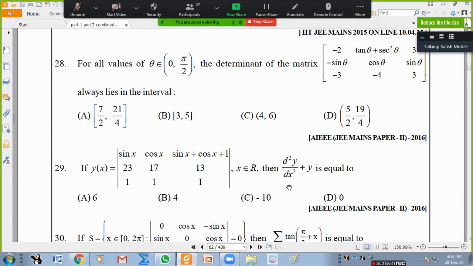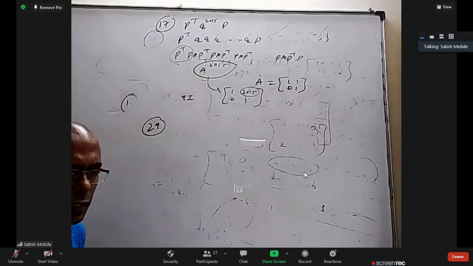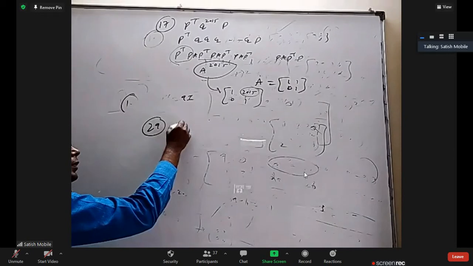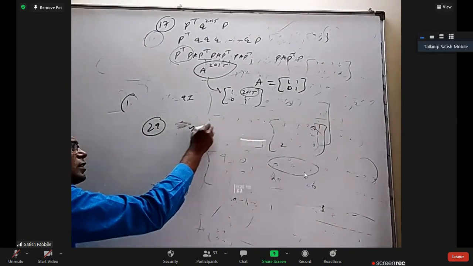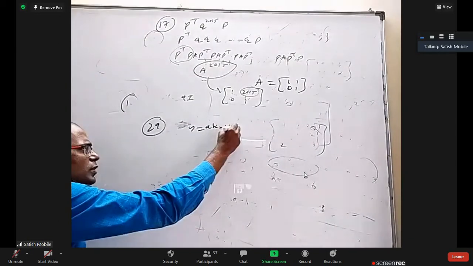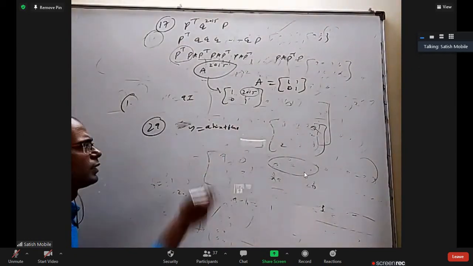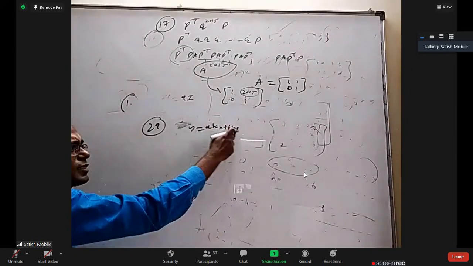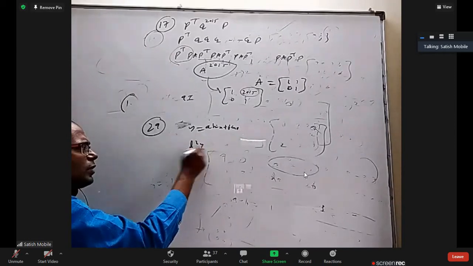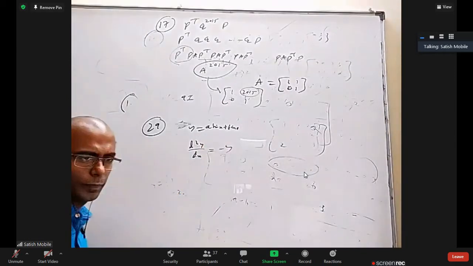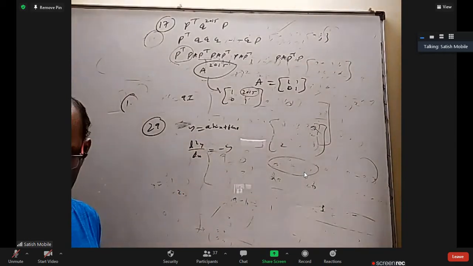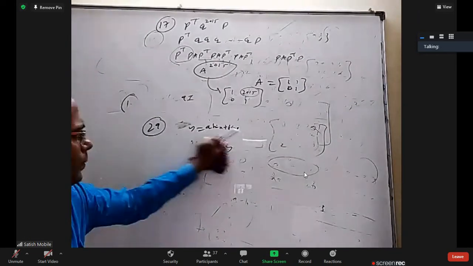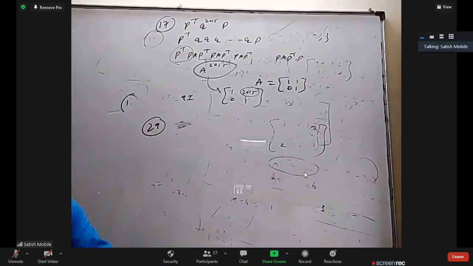29, basically in differential equations also we'll study this. When you take some y is equal to a sin x plus b cos x, when you differentiate twice, this will become cos x and then minus sin x, this will become cos x. You'll get d square y by dx square equal to minus y itself. Here also more or less same like that. That is one way to think.